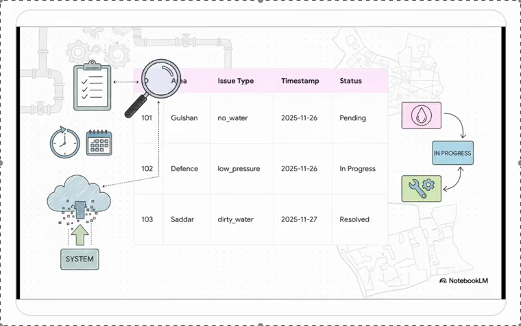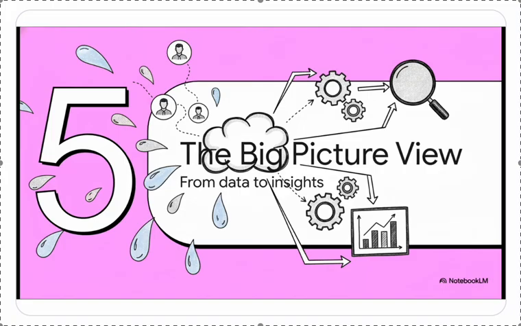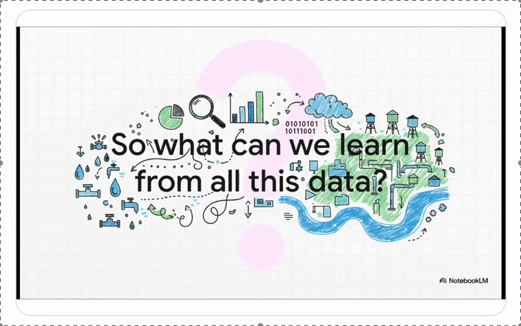It's in the system. Okay, and this is where the project goes from being helpful for one person to potentially changing the whole system. Because one person logging an issue is useful for them. But thousands of people logging issues? Well, that creates a data set that can drive real citywide change. So you've got all this data. What can you actually learn from it? Well, a lot. You can start seeing patterns. You can go from fixing one person's problem to understanding the problems of the entire city.